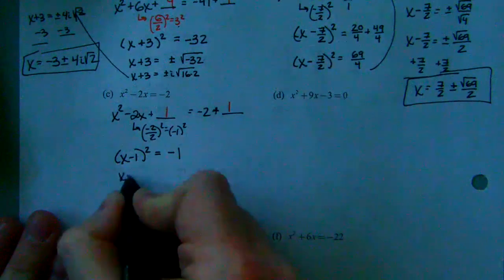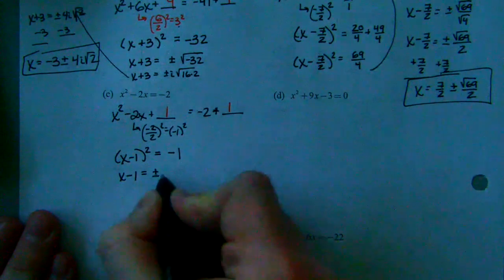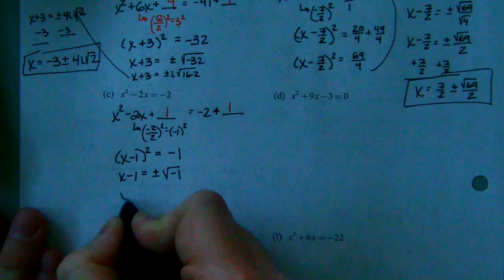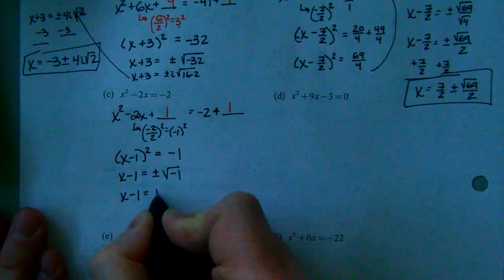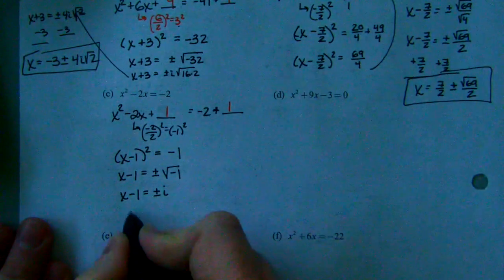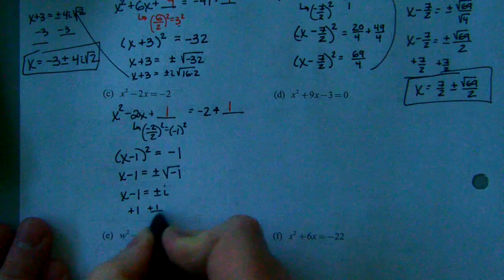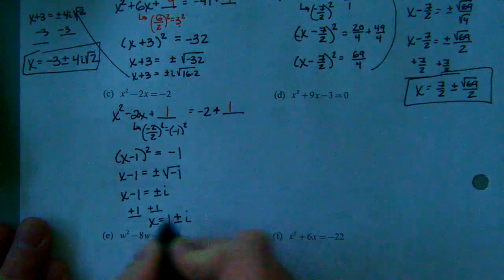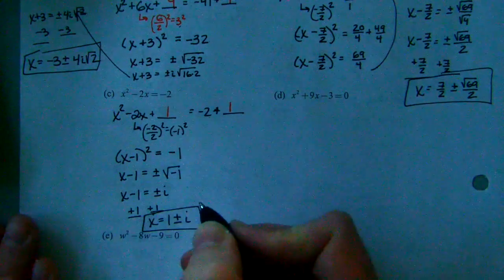I'm going to undo my square with the plus or minus square root. X minus 1 equals plus or minus the square root of negative 1. The square root of negative 1, that's i. Plus or minus i. I'm going to add 1 to both sides. X equals 1 plus or minus i.